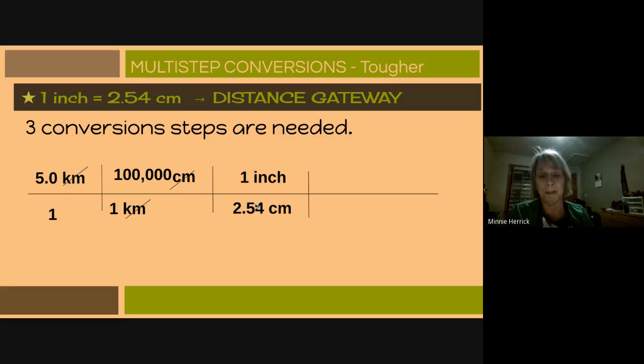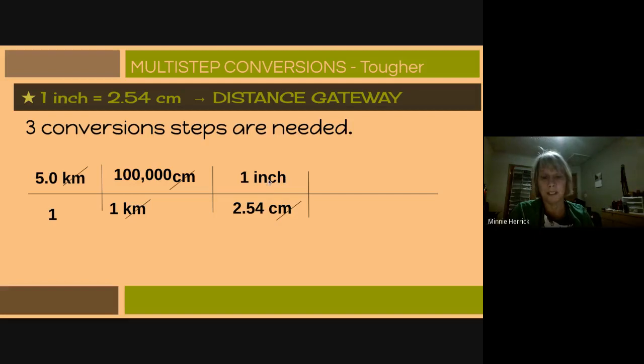So the top and bottom are the 2 units that equal each other, and you're going to put the unit that you're trying to get rid of on the bottom. Since you have the centimeters on top, we're going to put the centimeters on the bottom, and they cancel out. So the first step is to multiply 100,000 times the 5. And then since the 2.54 is on the bottom, you take that multiplication answer and divide it by 2.54. Now you've got your answer in inches, but we want to go to feet.